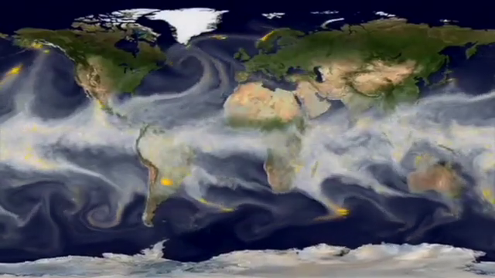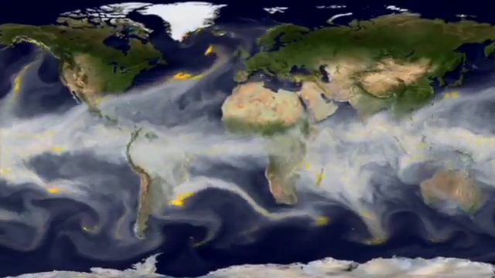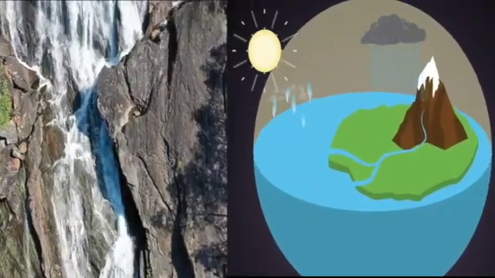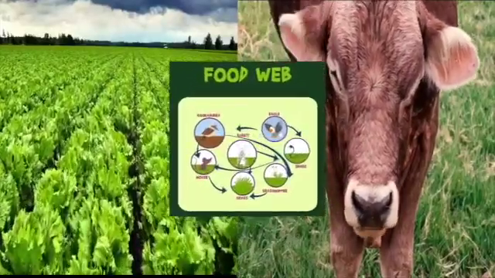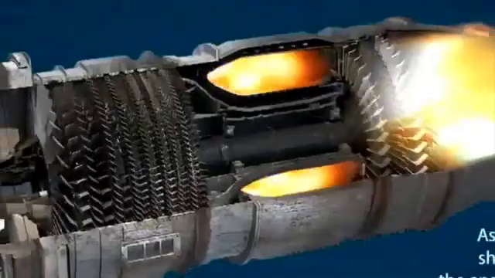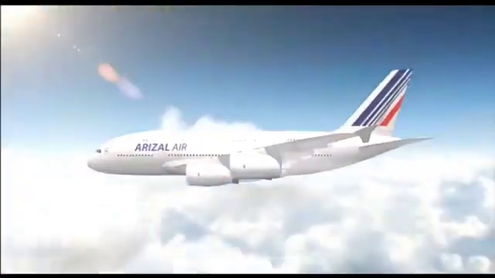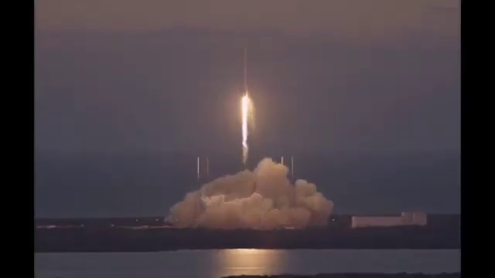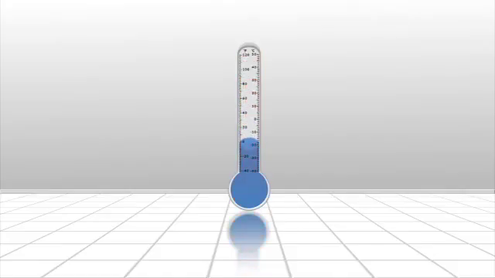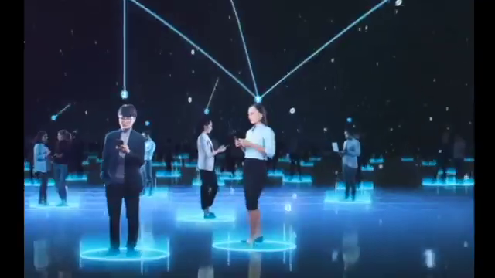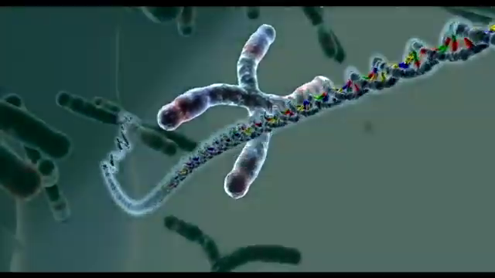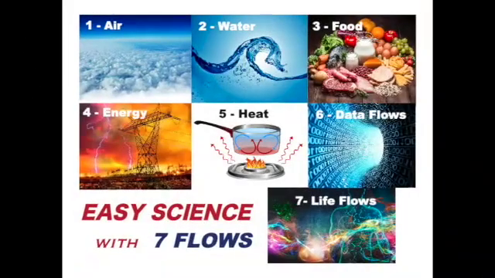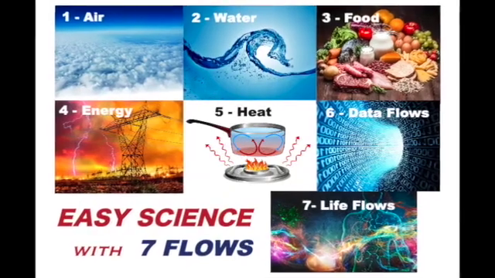Now to close. Air flows in circles that make our seasons. Water flows from high mountains to low seas and back again. Food flows from the eaten to the eaters that connect the worldwide food web. Energy flows from fuel to our planes, cars, and rockets. Heat flows from hot to cold. Data flows to power our digital devices and cyber silicon age. With DNA, lifeless atoms assemble into live cells. With 7 flows, science is awesomely important to our lives.